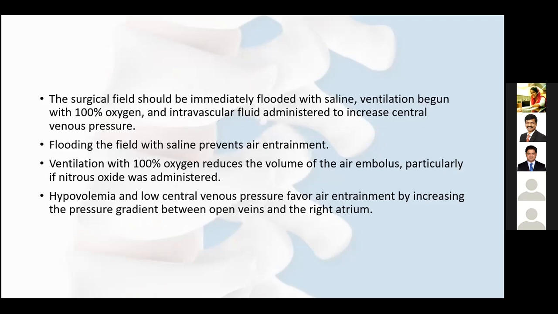When this happens, the surgical field should be immediately flooded with saline. Ventilation should be begun with 100% oxygen, and intravascular fluid administration should be increased to increase the central venous pressure. Flooding the field with saline prevents further air entrainment, and ventilation with 100% oxygen reduces the volume of the air embolus, particularly if nitrous was administered. Hypovolemia and low central venous pressure will favor further air entrainment by increasing the pressure gradient between the open veins and the right atrium. Therefore, it is important to administer intravascular fluid to increase the central venous pressure.